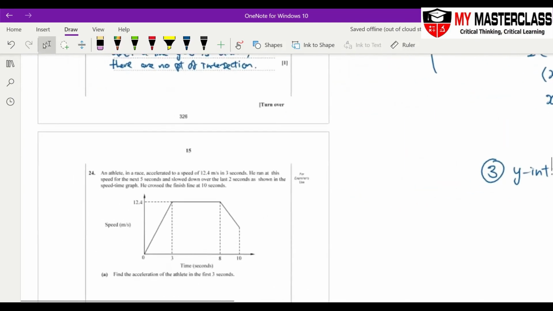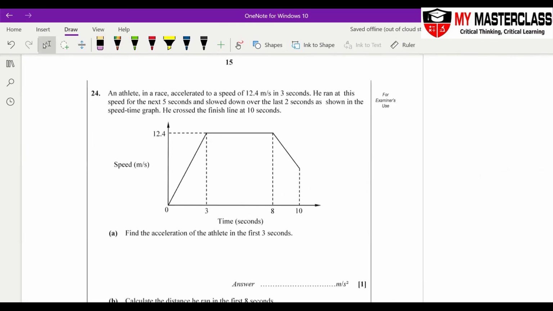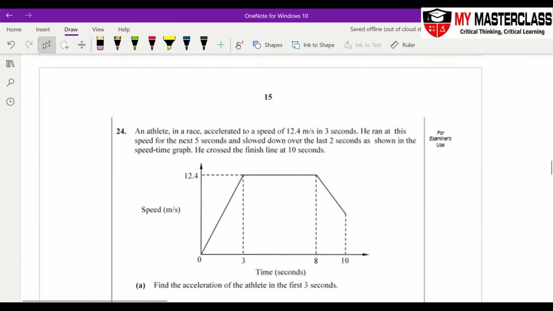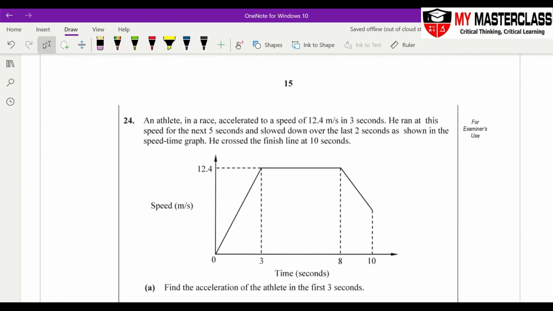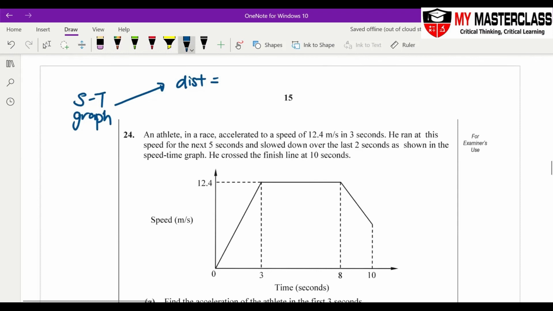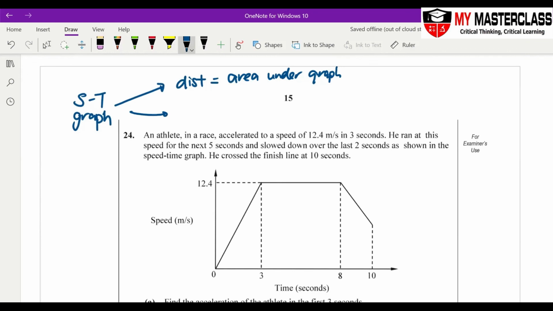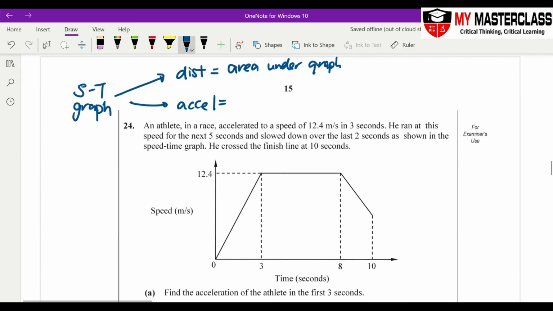Okay, so this is done. Okay, conversion of speed-time to distance-time graph. Firstly, the most common one is given a speed-time graph. Now, in your speed-time graph, if I want to find distance, Isabel, what do you do? Area under the graph. Area under the graph, very good. If you want to find acceleration, Kaini, what do you do? Gradient, very good.